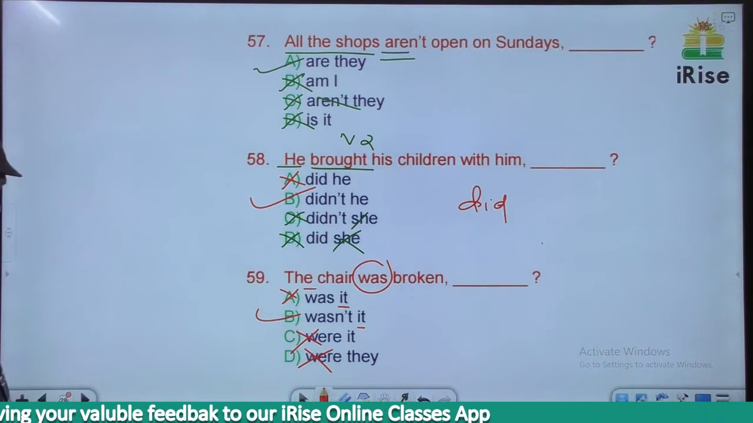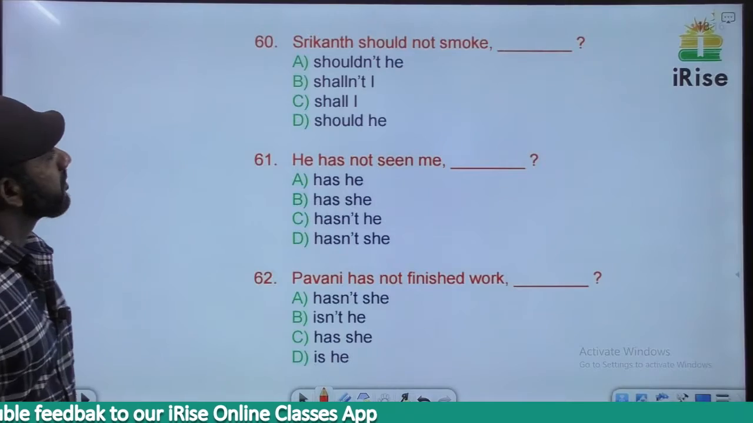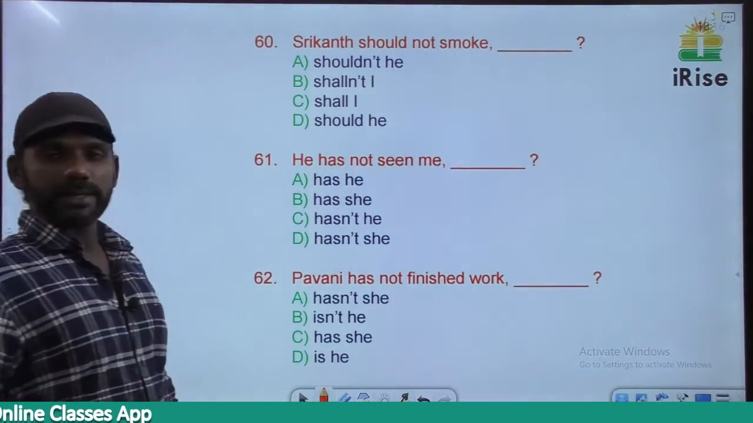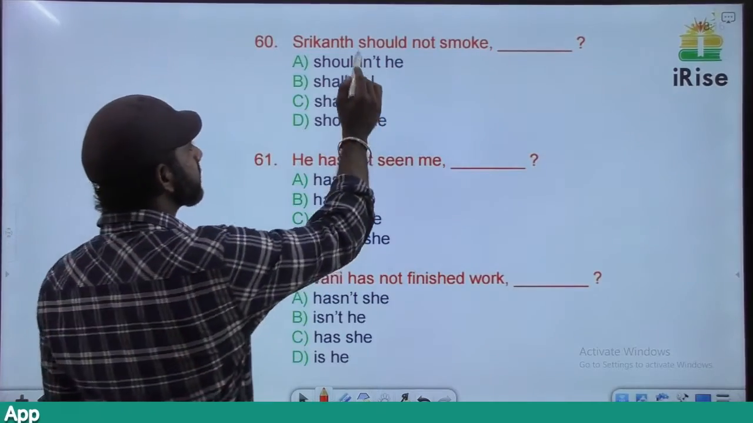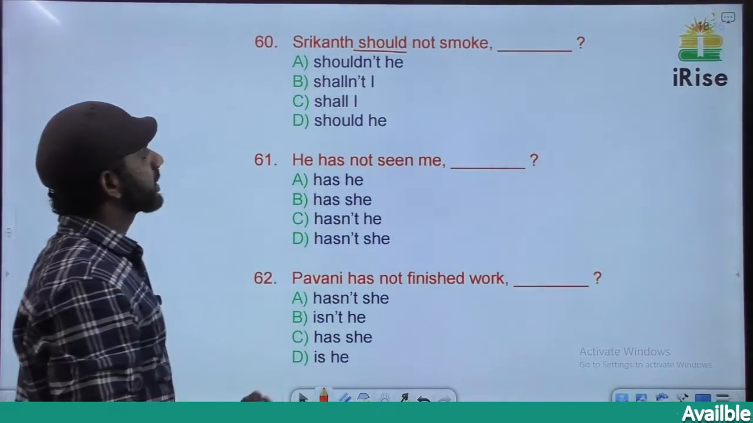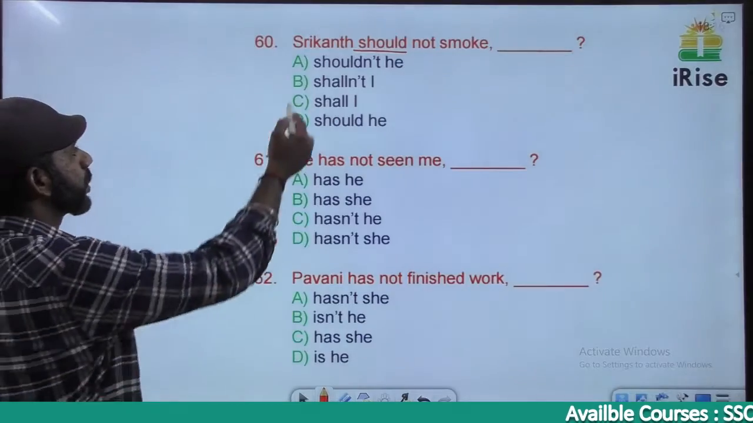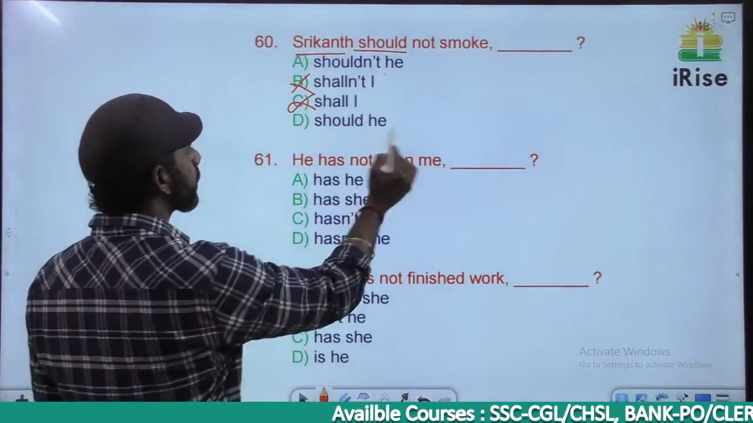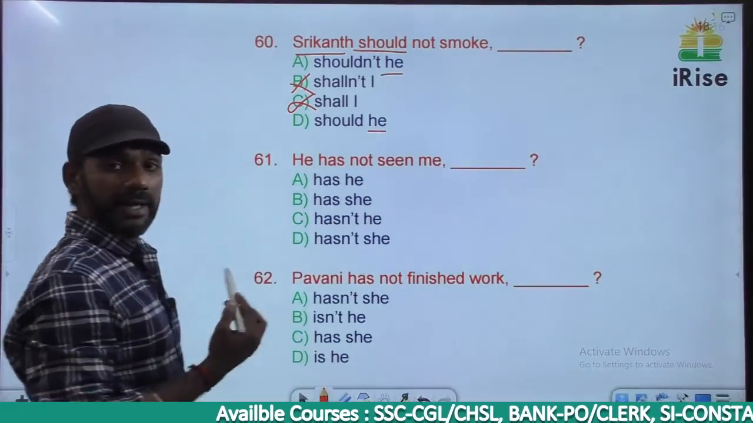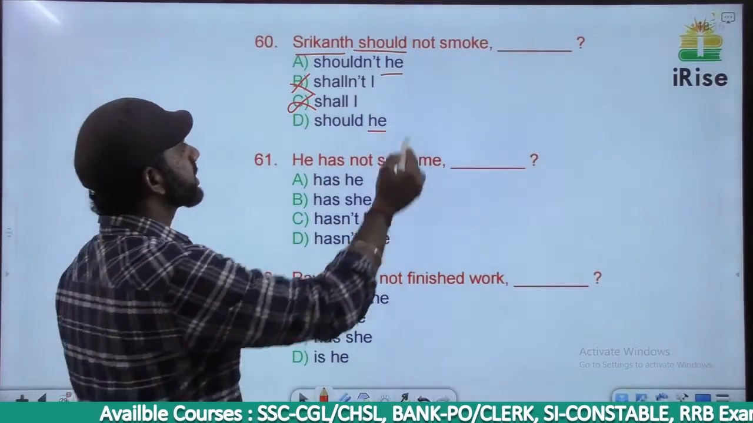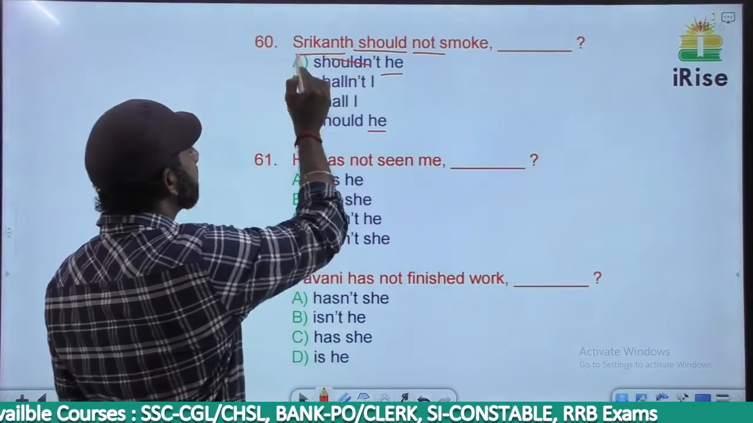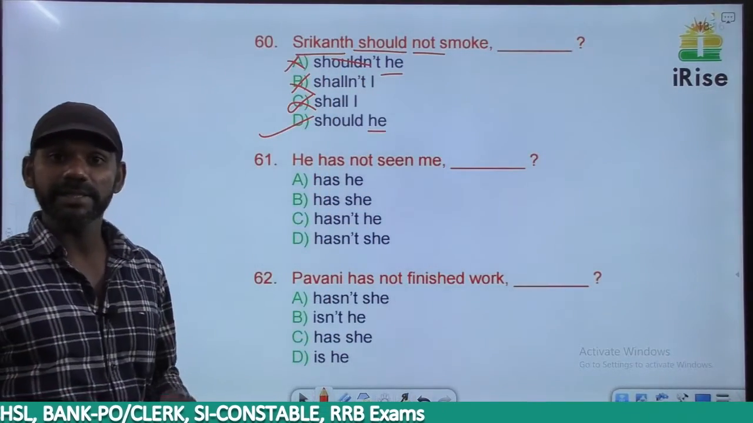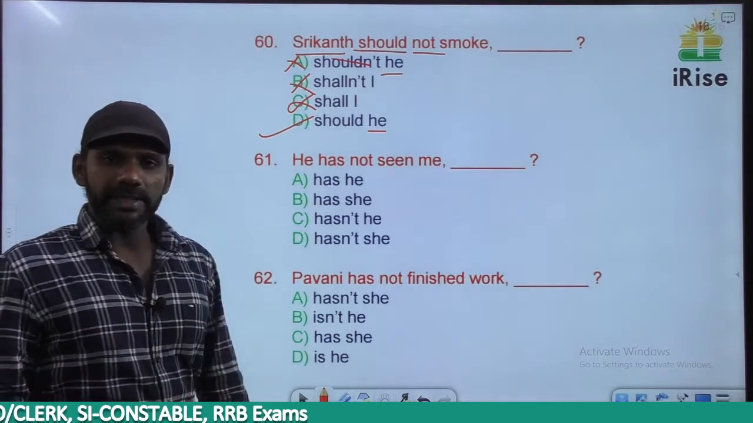The next one. Srikanth should not smoke. The auxiliary verb in this sentence is should. Should is a modal auxiliary verb, so in the tag we need to have should. So B and C are gone. Srikanth, male, singular, so he is fine. We have an N word in the sentence, not. In the tag there should not be an N word. Based on that, A is gone. The answer must be D. Should he? That means should he smoke? That's the meaning. Come to the next one.